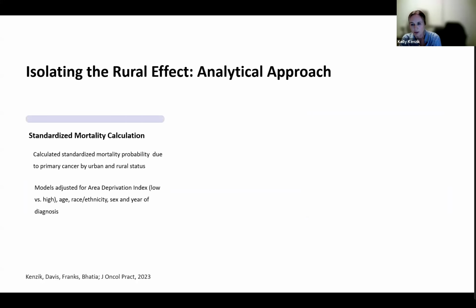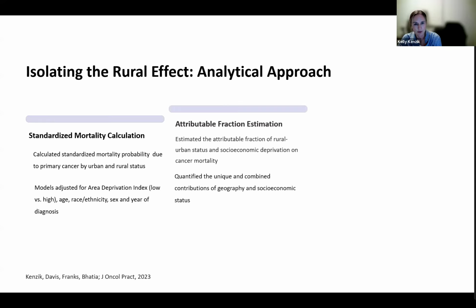The standardized survival model approaches have some advantages over some of our traditional approaches. They use the observed covariate distribution as opposed to just modeling the average. So it helps you to interpret the findings a little bit more usefully in a causal inference framework, I should say. So from these models, we estimated the attributable fraction of rural-urban status, and we also looked at the ADI in terms of deprivation in different categories, right? So we looked at it alone, together, and then each of them separately. And then we quantified unique and combined contributions.